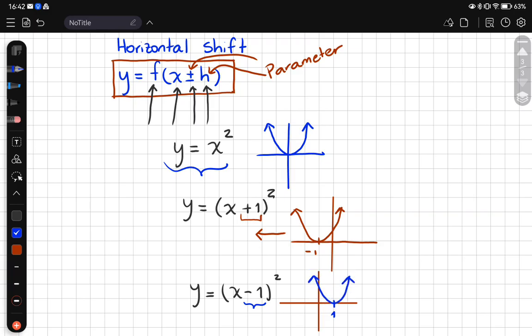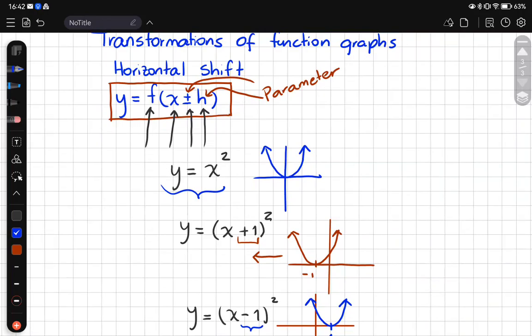Just don't forget this one, that if you have the general form of this transformation, we move the graph to the left or to the right.